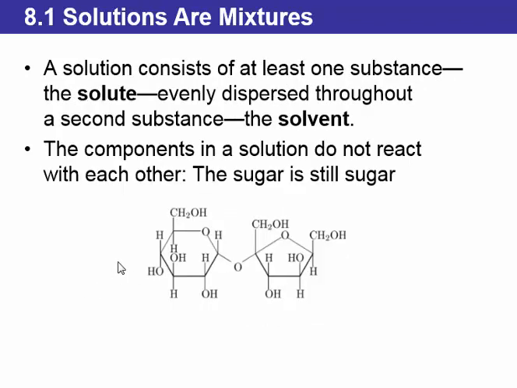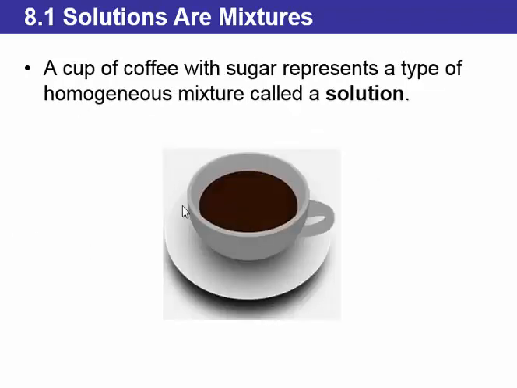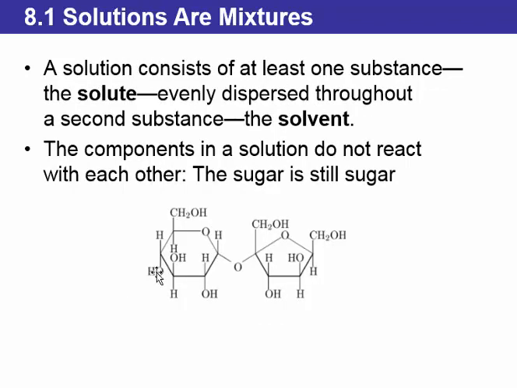Another criteria for a solution is the components, the solutes and the solvent, do not react with one another. So for example, if we dissolve sugar, and here's a Haworth projection of a sucrose molecule on the slide, if we dissolve sucrose in a cup of coffee, the molecule doesn't change. So no chemical reaction of the solutes occurs once it's dissolved.